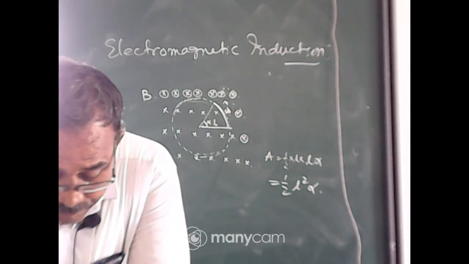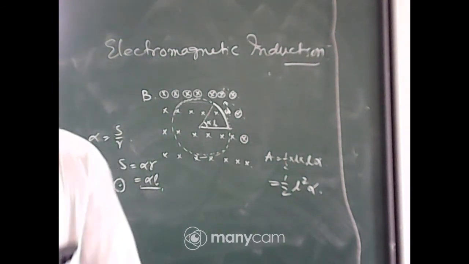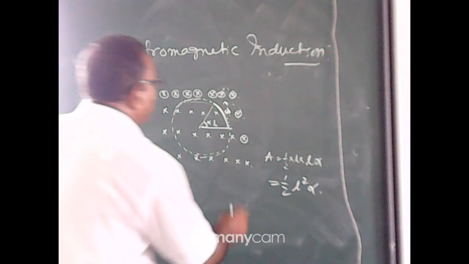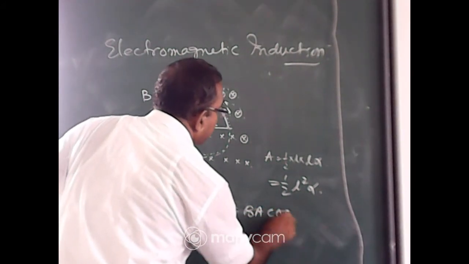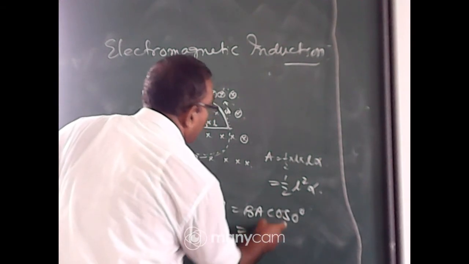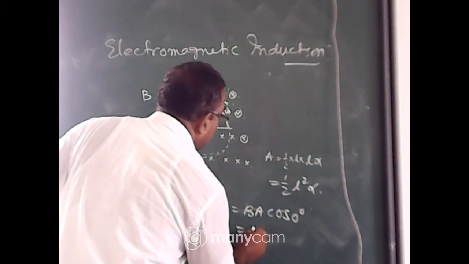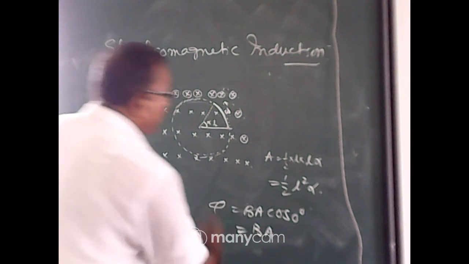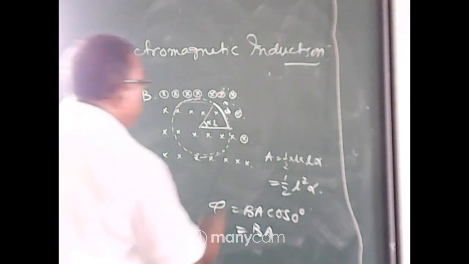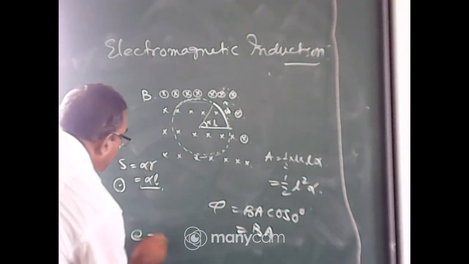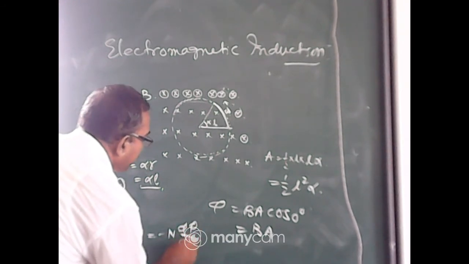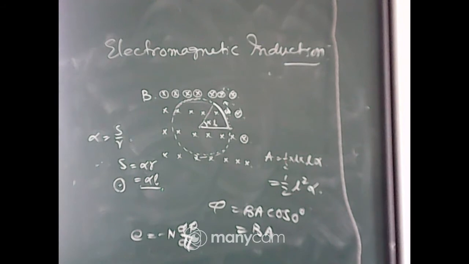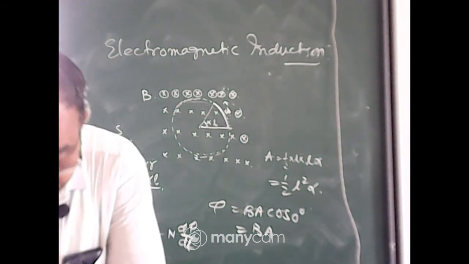Flux phi equals B into A into cos of 0. So cos 0 means 1, so B into A is equal to phi, the flux. So you know the EMF E equals minus N into d phi by dt. Okay, minus d phi by dt.